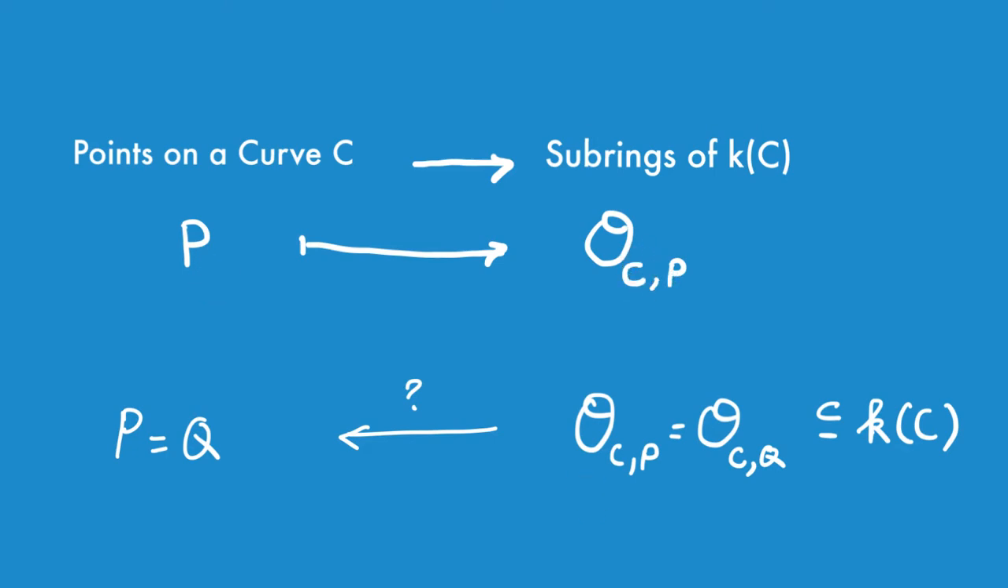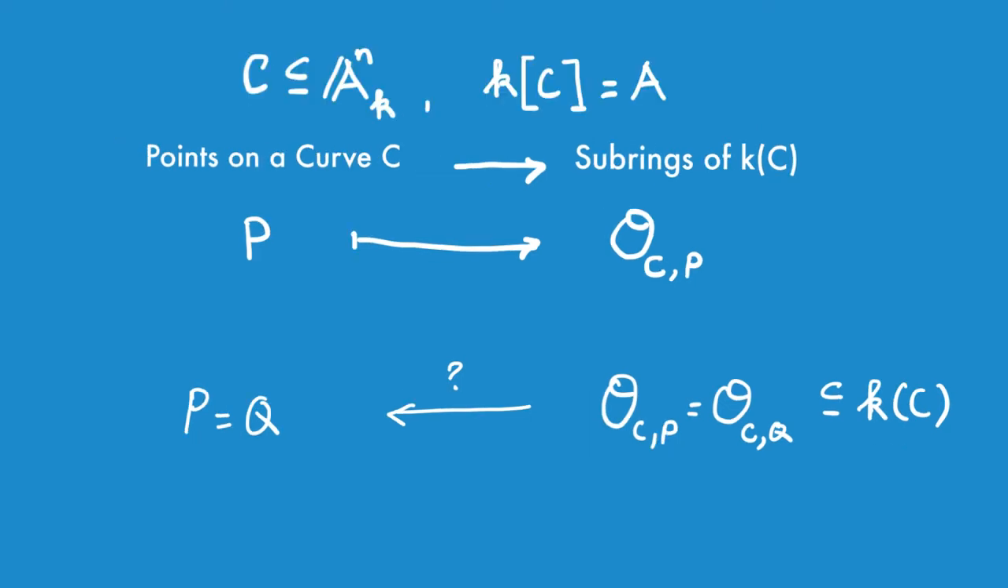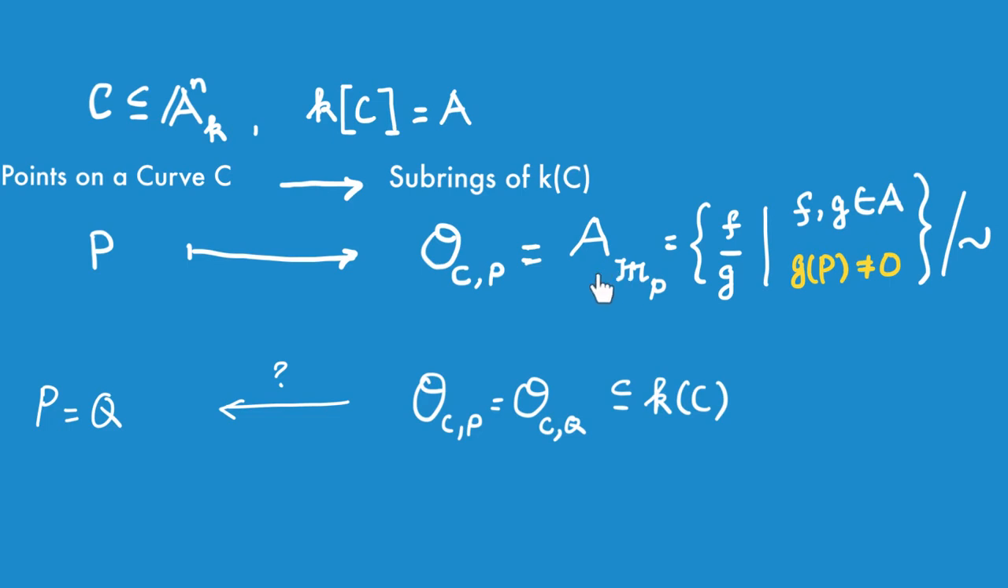That is, if the local ring at P is equal to the local ring at Q, does that mean that P and Q must be the same point? Now, since this is merely a local question, let us assume that C is affine with coordinate ring A. We want to consider this case because in this case, the local ring has a very nice description. It's just going to be the localization of this coordinate ring at the ideal of functions vanishing at P. Recall that this is a ring obtained by inverting all the regular functions that do not vanish at P.